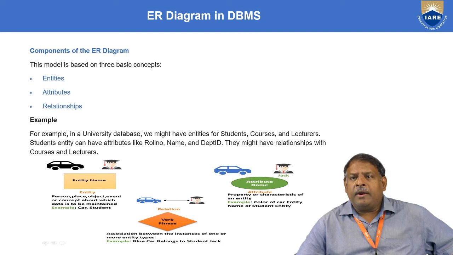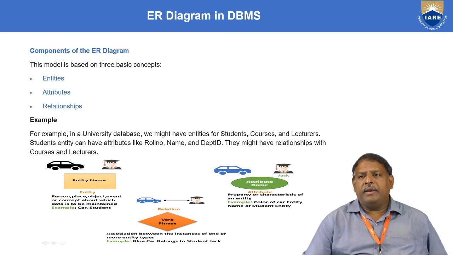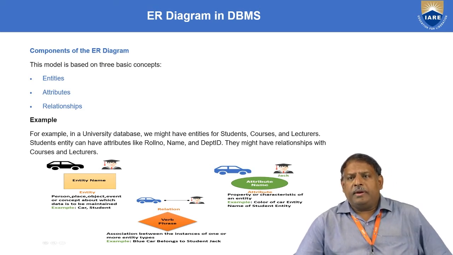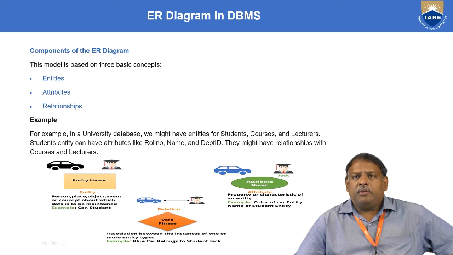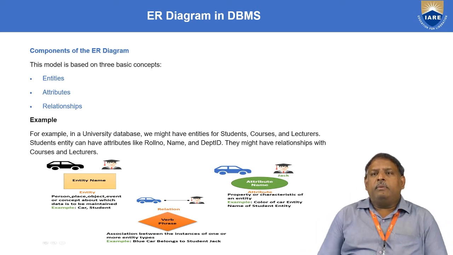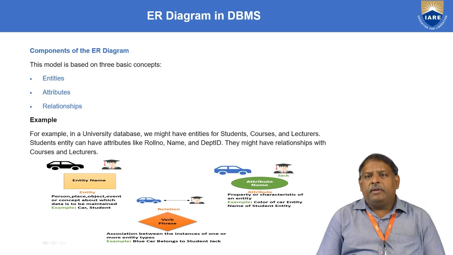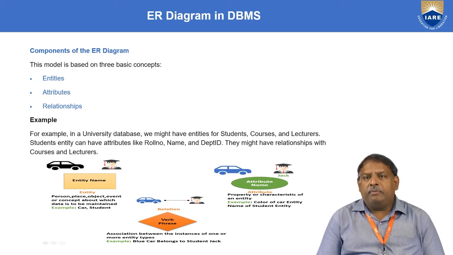Okay, the attribute names would be like the properties of the entities. For example, the color of the car entity, the name of the student entity. And there are also relationships. A relationship is the association between instances of one or more entity types. For example, a blue car belongs to a student Jack. See, that is how we relate the attributes to the entity, which is the relationship.